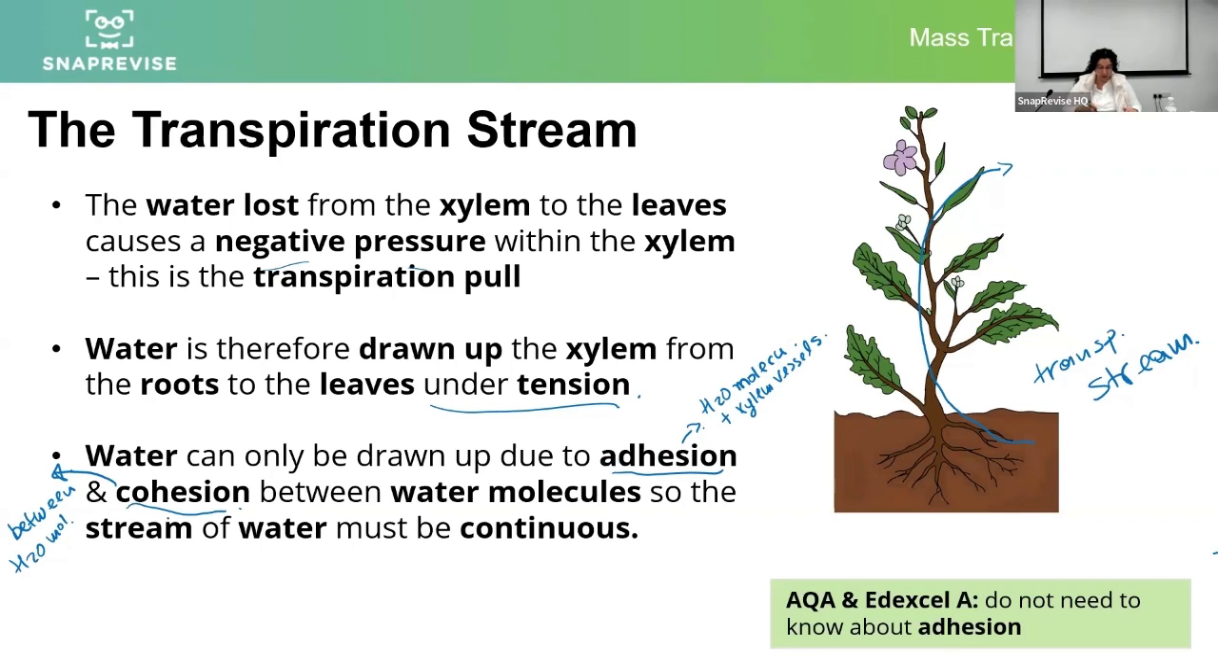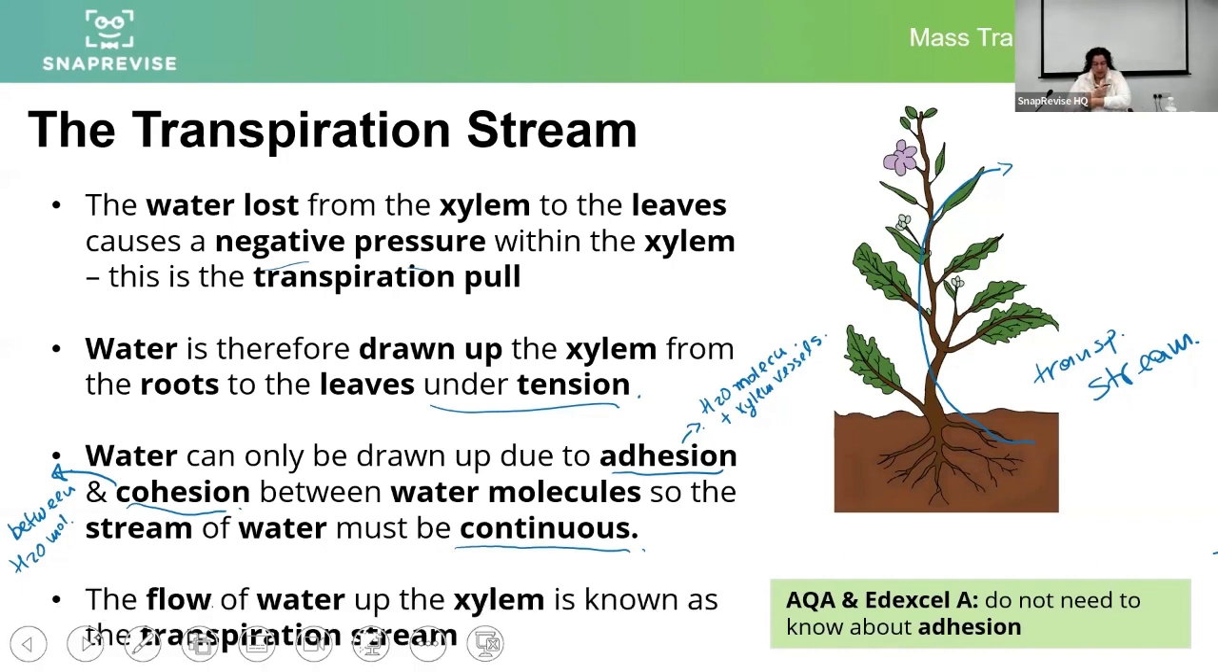The adhesion and cohesion forces mean that the stream of water is in one continuous or unbroken column, as we say. If you're in Edexcel A, you don't need to know about adhesion, but you do need to know about cohesion. So as we say, the entire flow through the xylem is what is known as the transpiration stream. Okay.